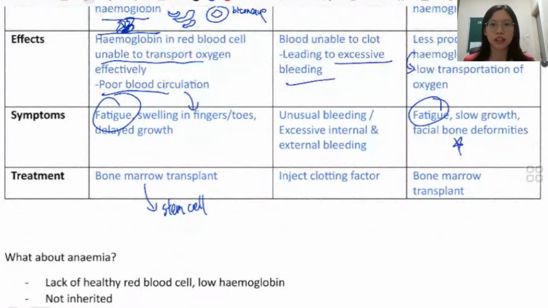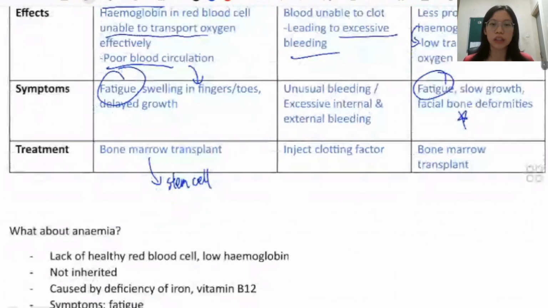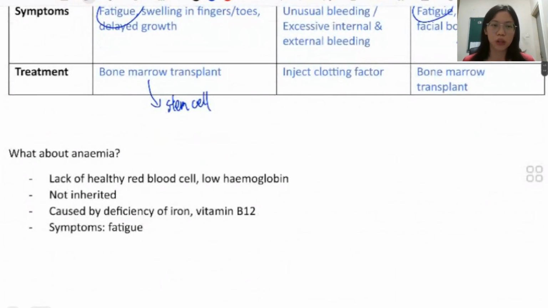But we also have to consider some risks. Sometimes it may be rejected, it really depends on the situation.